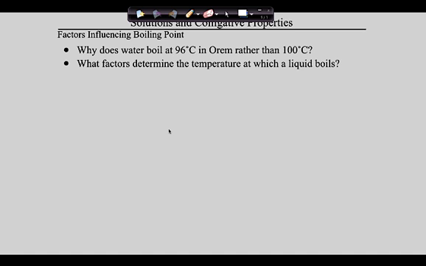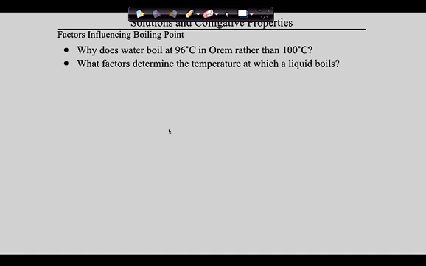So guys, you already understand part of the answer to this question. One of the things that determines the temperature at which a liquid boils is the strength of the intermolecular forces. The stronger the intermolecular forces, the higher the boiling point. But guys, that's not the complete answer, because if that was the complete answer, water would boil at the same temperature no matter where it is.